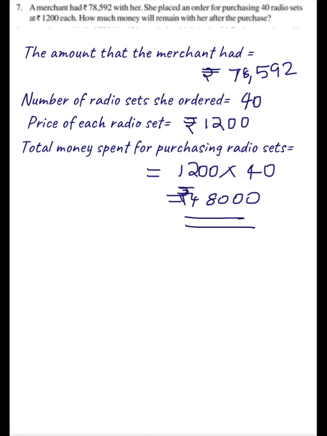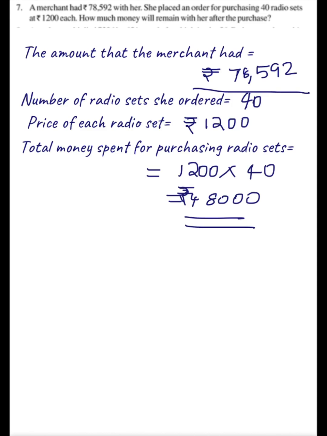So, to find the money left with her, what you have to do? You have to subtract this 48,000 from the total amount that she had. What is the total amount with her? It's 78,592. So, you have to subtract this money spent from this amount that the merchant had. Only then you will get the total money left with her.